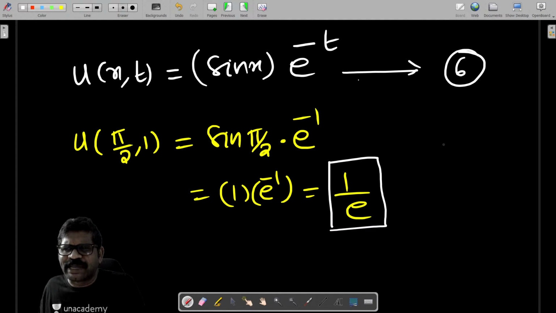Not 1 by pi, 1 by e, e inverse. E inverse is 1 by e.